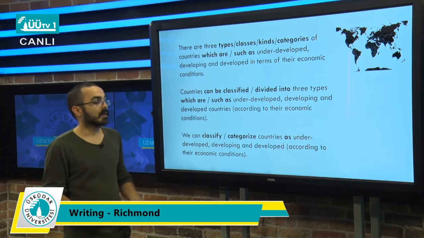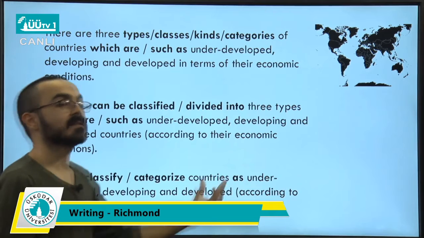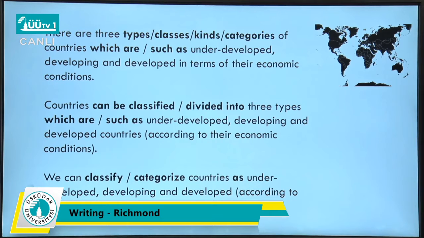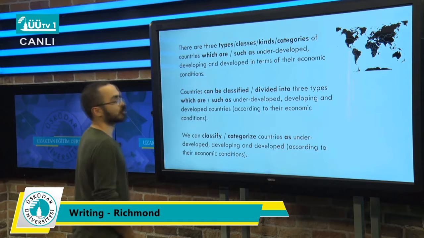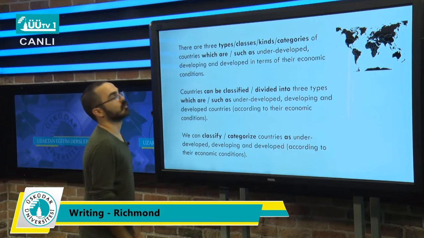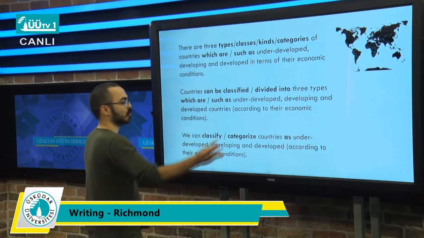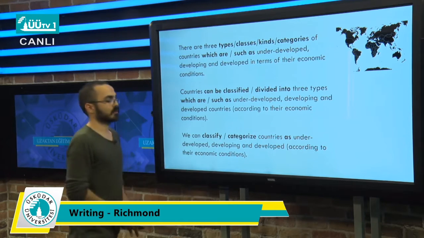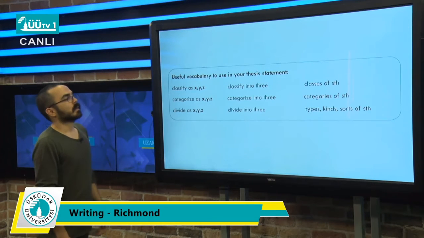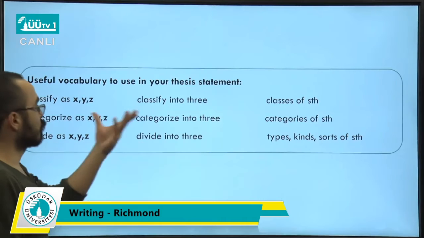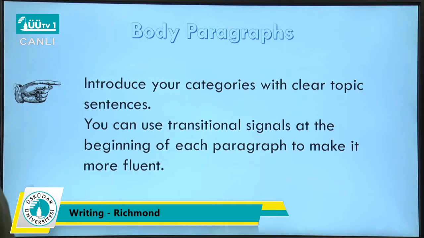We can categorize countries as. This is also a good usage of English here, all right? Categorize countries as underdeveloped, developing, and developed countries according to their economic conditions, right? Then what are you going to talk about? First, underdeveloped countries, then developing countries, and developed countries. Good. Again, we have looked at this thesis statement vocabulary to use in your thesis statement.